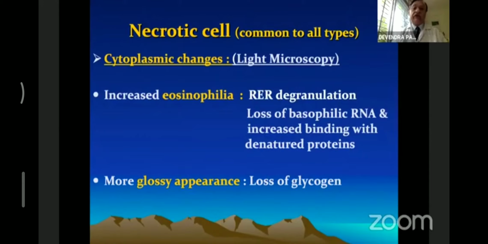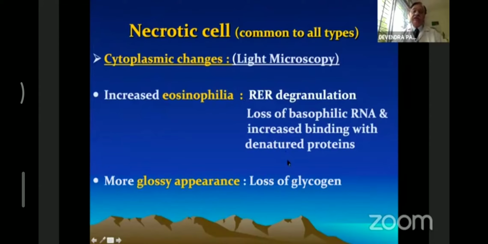Now, necrotic cell, how does it look? These changes are common to all types of necrosis. First is the cytoplasmic changes: increased eosinophilia, more pink color to the cytoplasm. Why does this happen? The rough endoplasmic reticulum swells because sodium has entered inside, and along with it water has entered, and the organelles are swelling. The lining ribosomes, the granulations, are pinched off. They degranulate, and these ribosomes carry basophilic color. So the basophilic color is gone, it becomes diluted, so the cytoplasm becomes more eosinophilic.